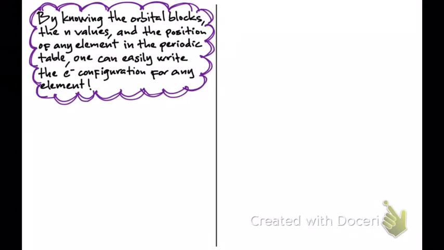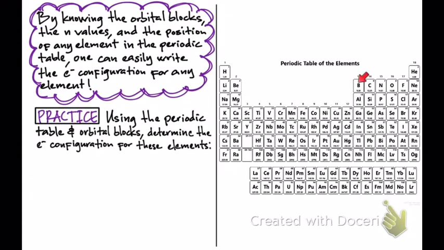All right, so let's look at a few more examples on the next slide here. So again, by knowing the orbital blocks, the n values, and the position of any element in the periodic table, one can easily write the electron configuration for any element. So again, we have the periodic table here, if that helps you out, or you should also have one on hand.